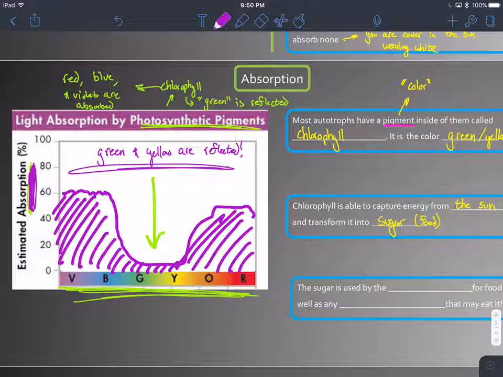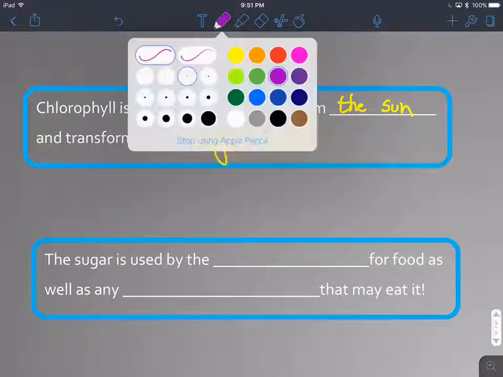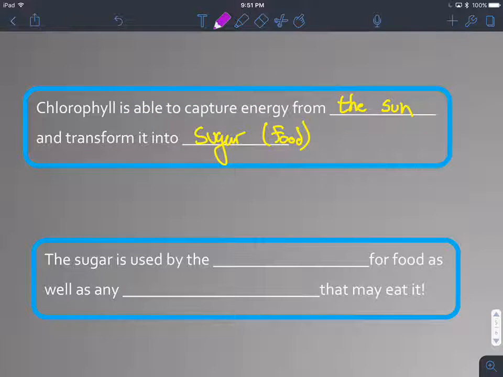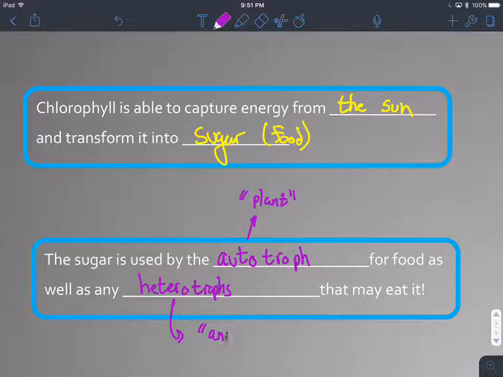Now, back to the notes. So the sugar that this plant is making: you have sunlight that is allowing the chlorophyll to absorb energy. It's allowing the plant to make sugar, and the sugar can be used by the autotroph, the plant in this case, for food, as well as any heterotrophs, the animals that might eat it.